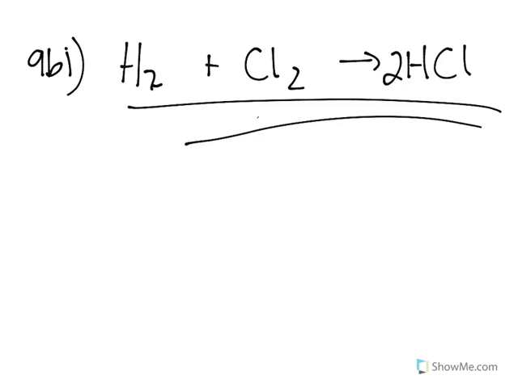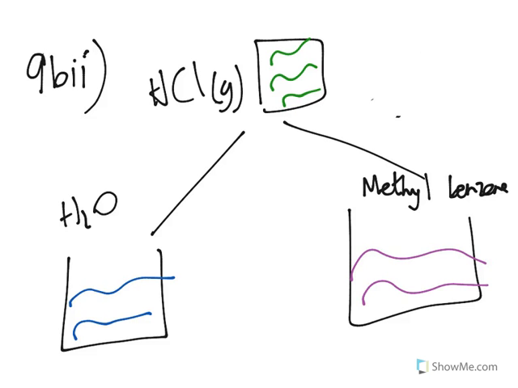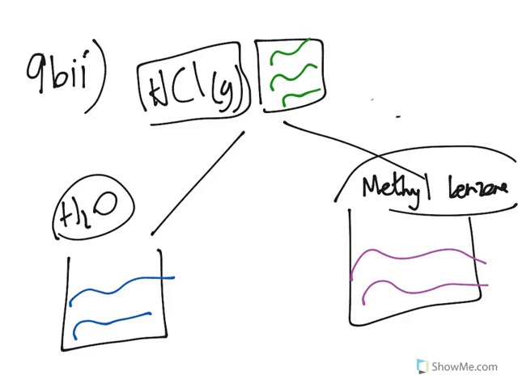Again, I'm rushing through this because this is really easy, but if you have questions, just post below. Okay, so question 9b2 says that this hydrogen chloride gas, which has been produced, is introduced into separate samples of water and methyl benzene. And then she tests each one with universal indicator paper. And you have to describe and explain what is seen in each case.